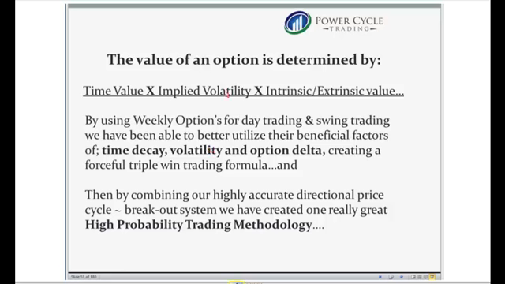So the basics of an option: you need to understand how option prices are determined. What determines the price of an option is time value times the implied volatility times the intrinsic value. Those three components together create what we call the option premium that you pay for an option. By using weeklies for day trading and swing trading, we've been able to better utilize the beneficial factors of time decay, volatility, and option delta, creating what we call a forceful triple win trading formula. Then, combining our directional price cycle system, we can really get some great trades on.